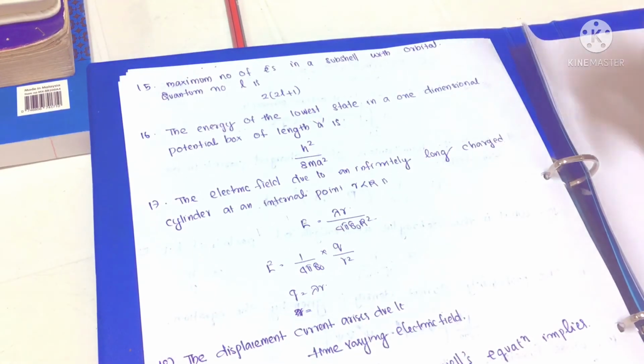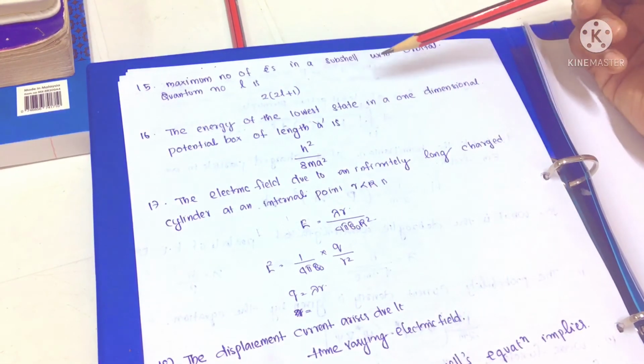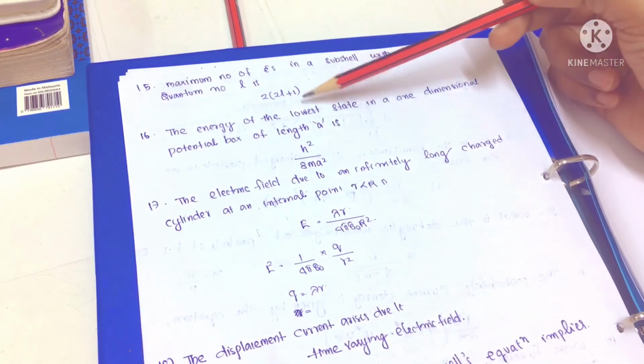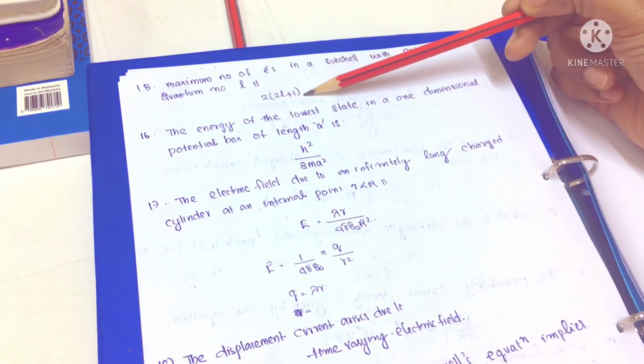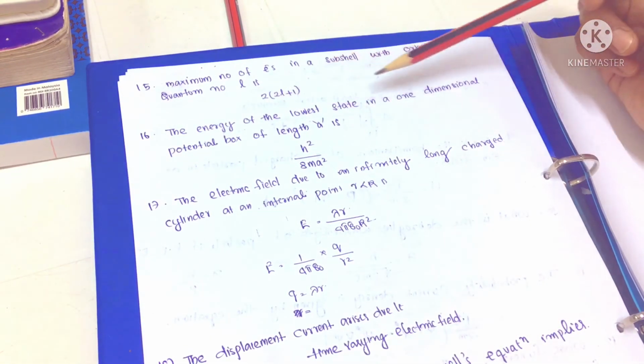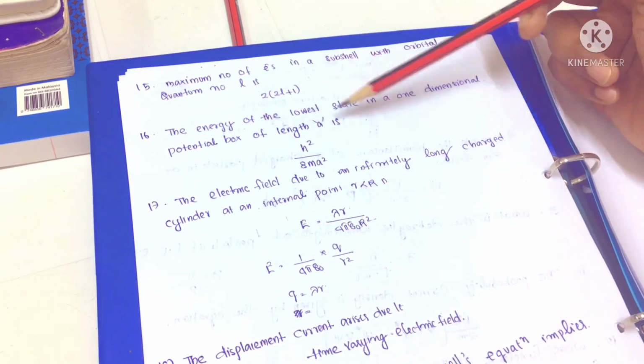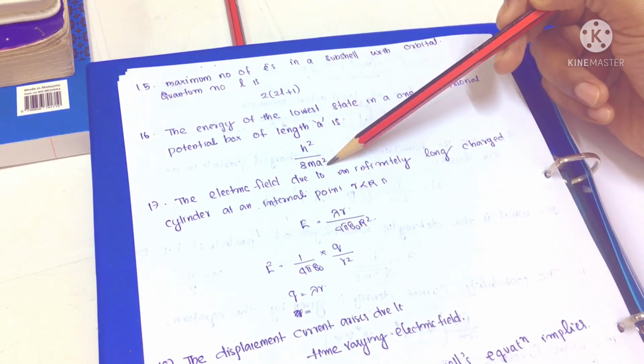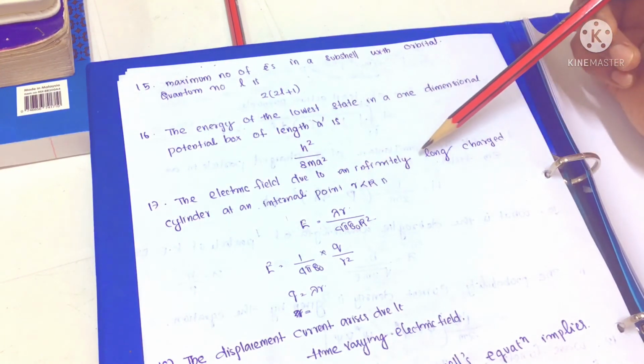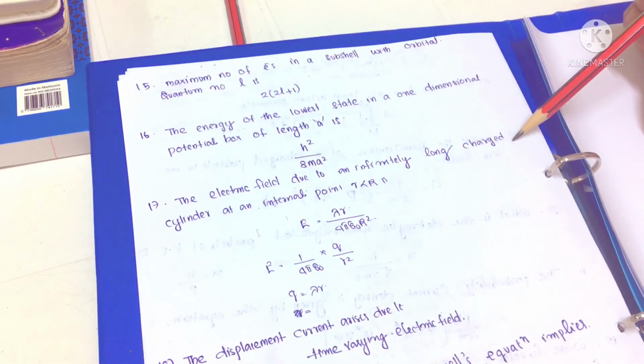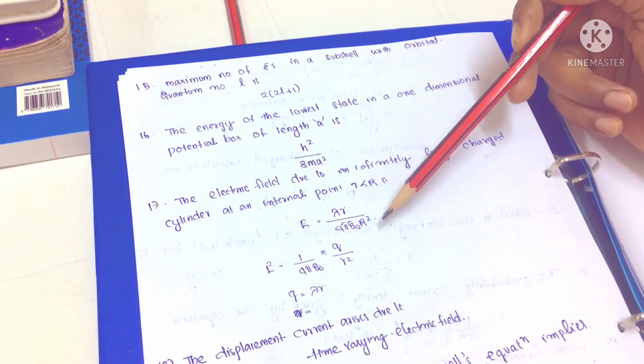Next question I am going through: the maximum number of electrons in a subshell with orbital quantum number l is equal to 2 into (2l plus 1). Next, the energy of the lowest state in a one-dimensional potential box of length a is equal to h square by 8 m a square.